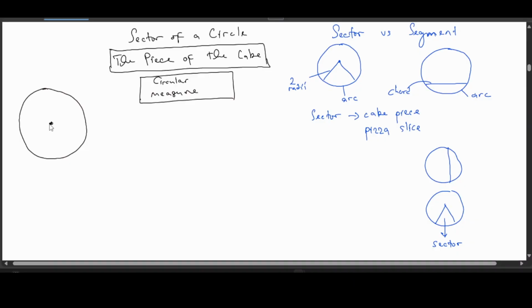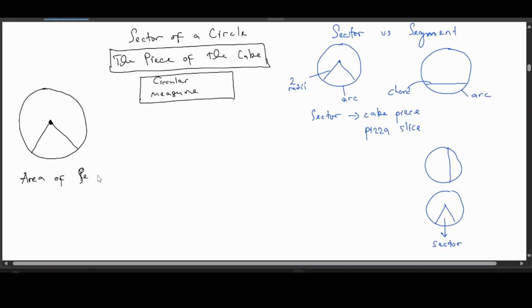We have the piece of the cake or the pizza slice. This is our sector. So our sector is formed by 2 radii like this and this piece of the arc. What you must know first: you will be asked the area of a sector, the perimeter of a sector, and some additional things like the area of a segment. I'm going to teach you all of it.